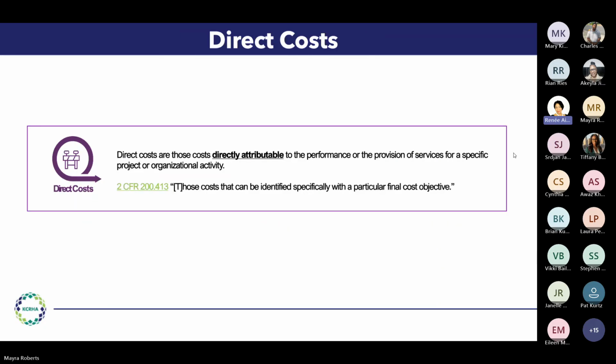Okay, so direct costs are defined as those costs that are directly attributable to the performance or the provision of services for a specific project or organizational activity. This definition is captured in 2 CFR 200.413. So when we think in terms of program services, those costs that are directly attributable to the conduct of those services that support that program are deemed direct costs. Next slide, please.